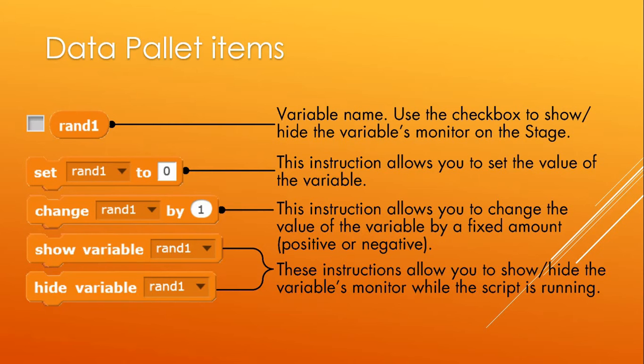The last two, the show variable and hide variable, are for variable monitors, which we'll be covering next week. But basically it's the code way of checking and unchecking that little box next to the random 1 variable. You see a little square box there. If you check it, it displays on the screen. If you uncheck it, it doesn't display. And you can control this in code using the show and hide variables.